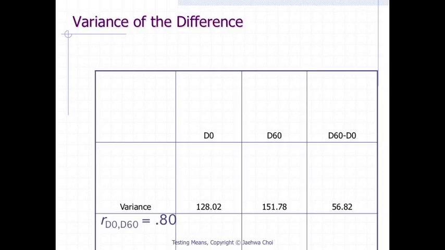For the current example, r equals 0.8, and the variance of the differences is much smaller than the variance of D0 or D60. The smaller variance of the difference scores leads to a smaller standard error of the mean, which leads to a larger t.